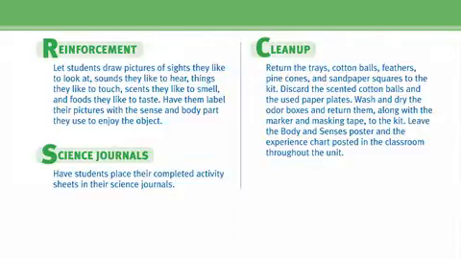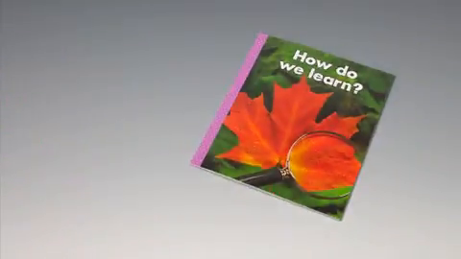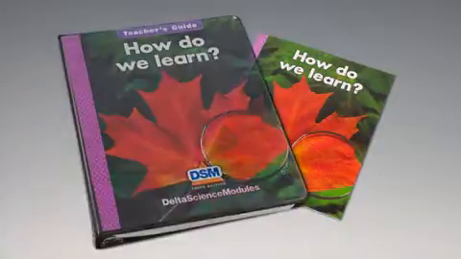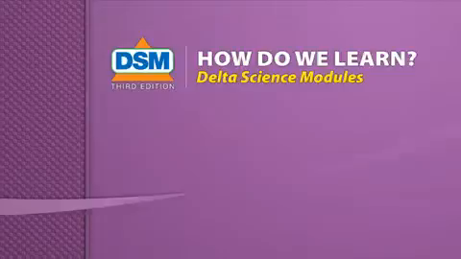To conclude the activity, collect all objects and trays and return them to the kit. Make sure to keep the properties chart on display throughout the unit. For science background, reinforcement activities, curriculum connections, and information about the Delta Science readers, please consult your DSM Teacher's Guide.